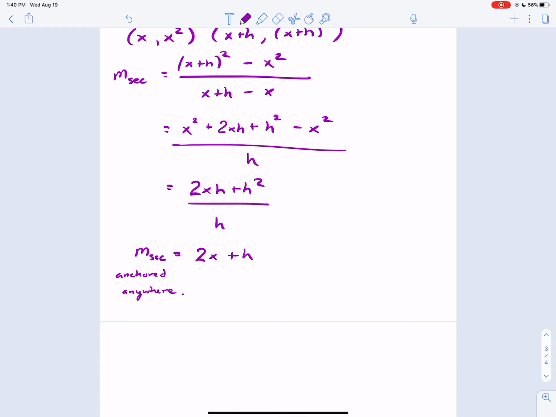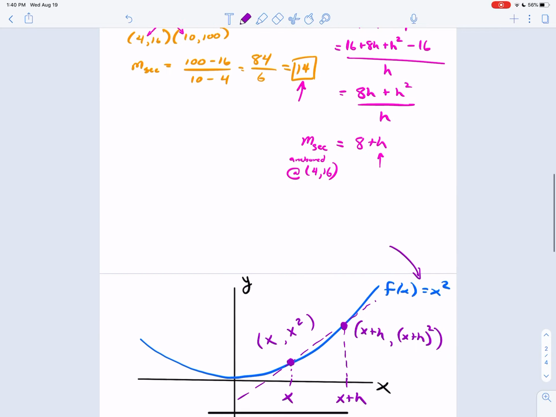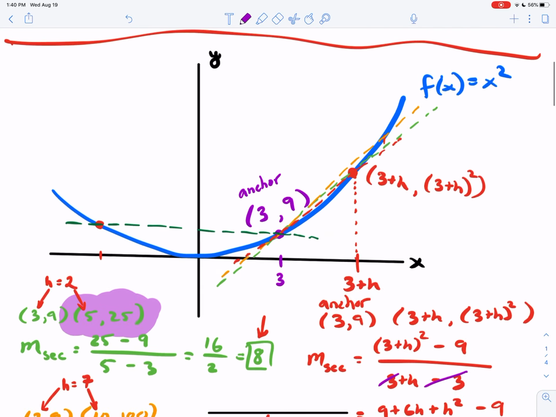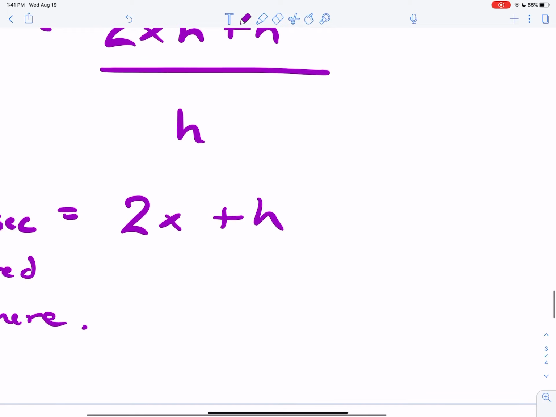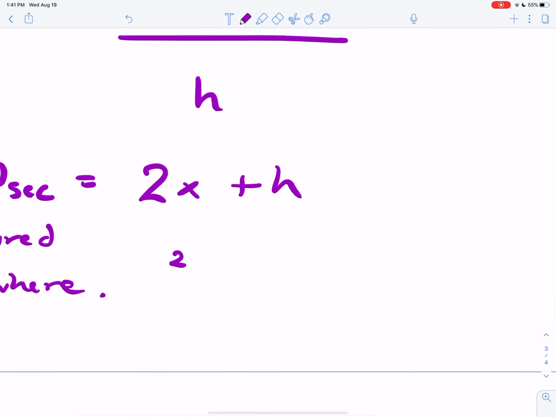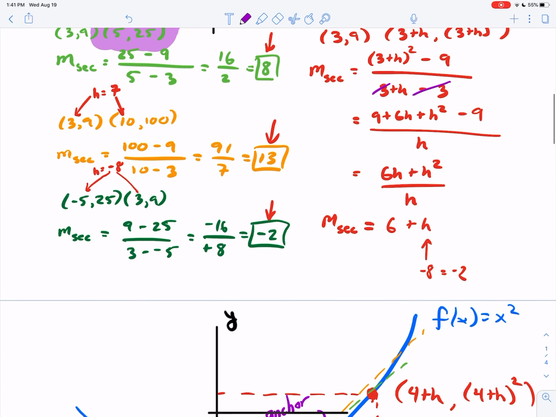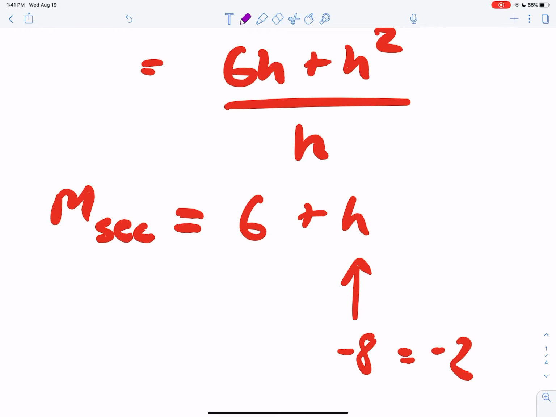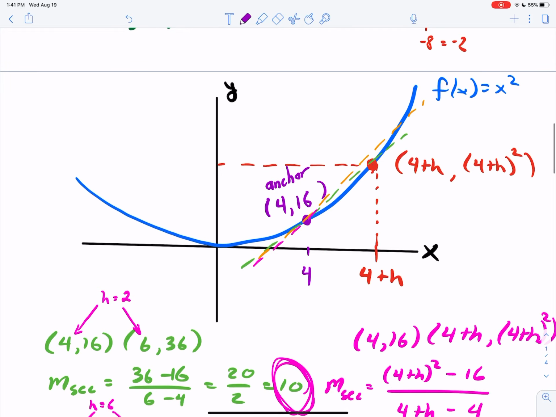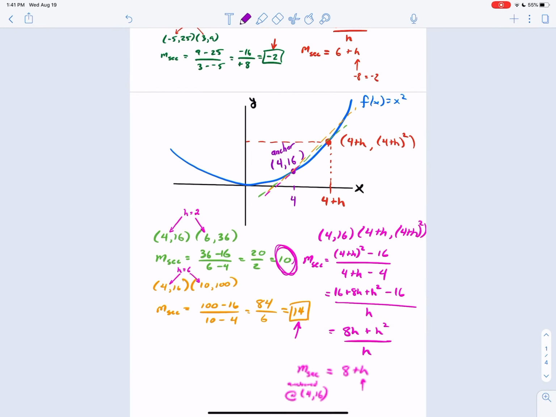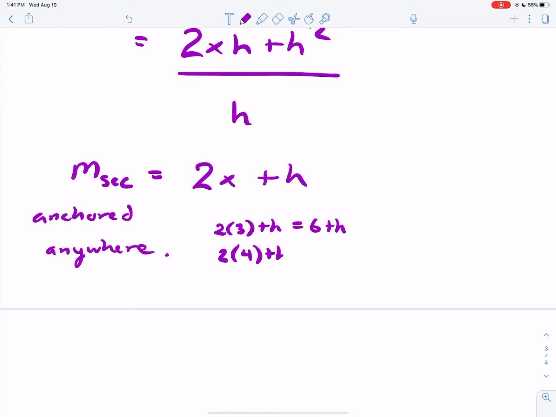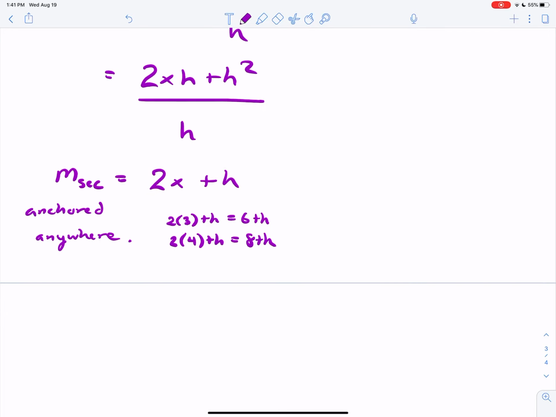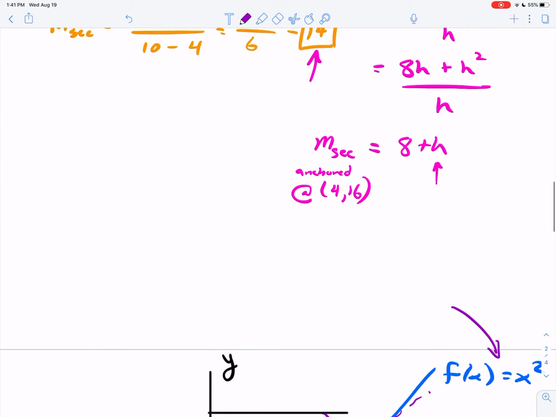Okay? Think about that. So, if I go back to my very first example, my anchor was at 3. X was 3. So if I made x equal to 3 here, I would get 2 times 3 plus h, which is 6 plus h, which is exactly my generic formula that I got right here. Now take a look at this next example. My anchor here was at (4, 16). So that means my x value is at 4. So if my x value is at 4, that's just 2 times 4 plus h, which comes out to 8 plus h. Okay? Which is exactly the formula I got here.